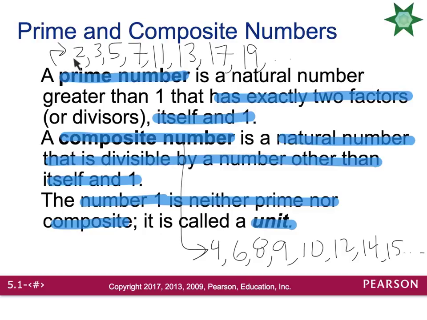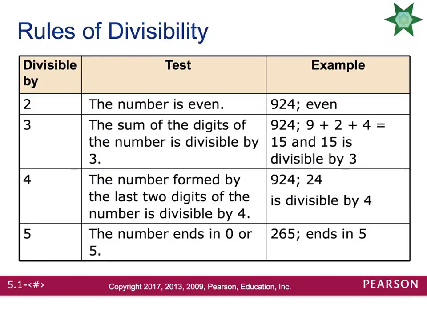But for these prime numbers, only 2 and 1 go into 2, only 3 and 1 go into 3, only 5 and 1 go into 5, only 7 and 1 go into 7, etc., for those prime numbers. Okay, so we see the difference there. Okay, so here are some rules for testing whether numbers are divisible by a certain number.